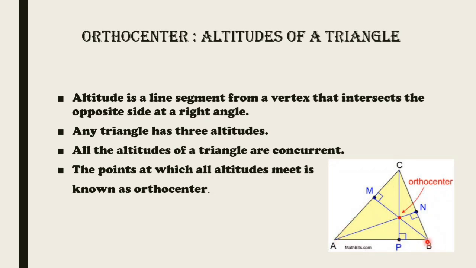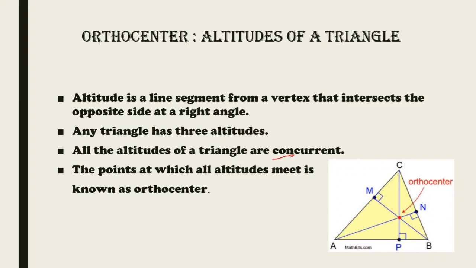Similarly, from B, the opposite side is CA. BM is another perpendicular, which is also known as an altitude. And lastly, from vertex A on the opposite side BC, AN is a perpendicular or altitude. So in this triangle we have three altitudes and they are concurrent. What does concurrent mean? It means they are meeting at one point.